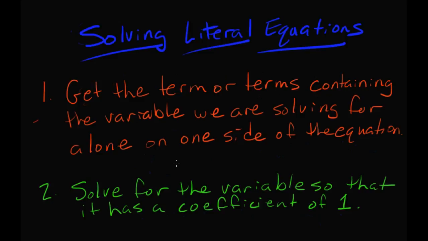First, we need to get the term or terms that contain the variable that we are solving for alone on one side of the equation, and that means all other terms are put on the other side of the equation. This step requires using addition and subtraction.